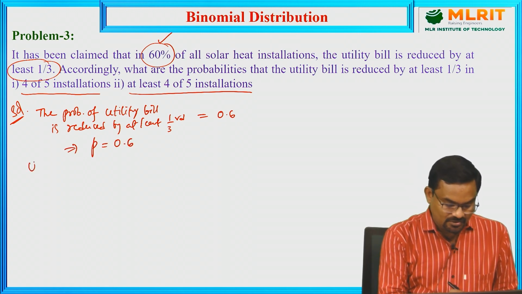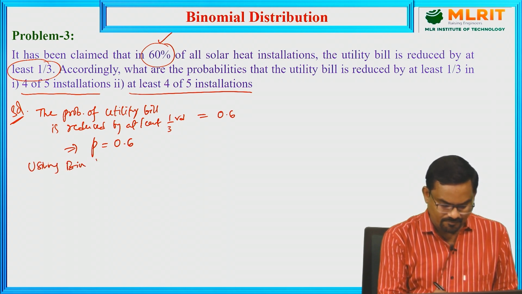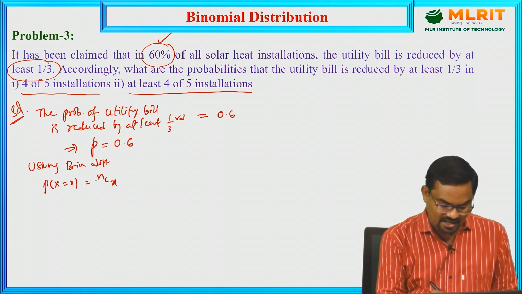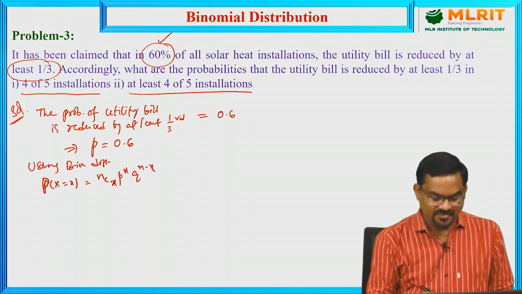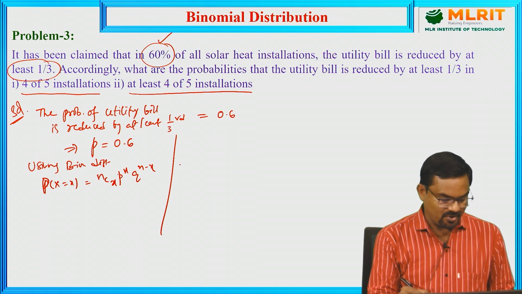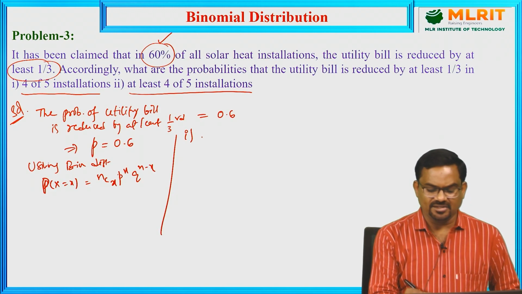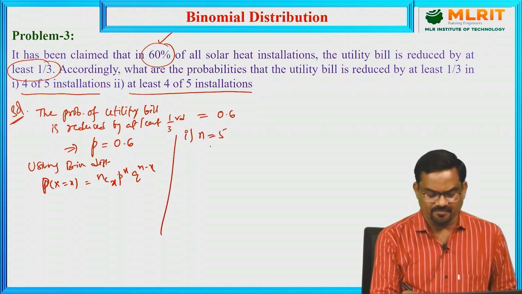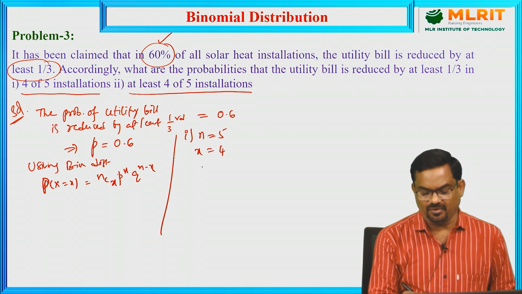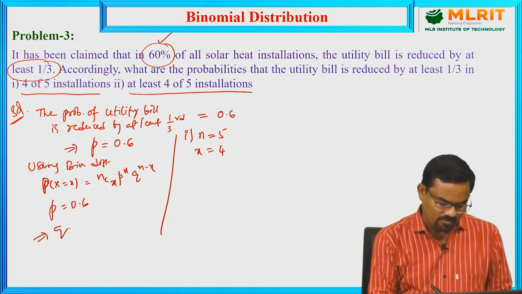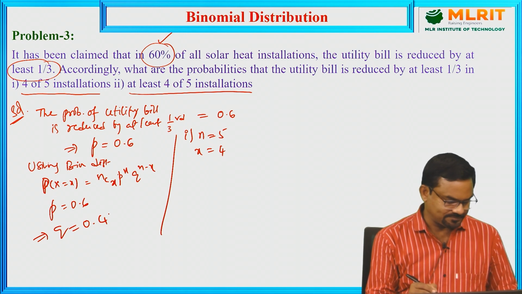And using binomial distribution, the probability of x successes is given by nCx p^x q^(n minus x). Coming to the first problem, 4 of 5 installations. So n equal to 5 is given and x equal to 4. What is the probability of success? 0.6. That implies the probability of failure is 0.4.